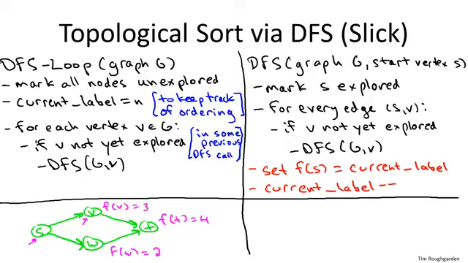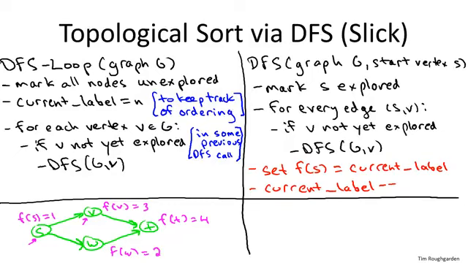W gets the assignment of the current label. So f of W equals 2. We decrement current label. Now its value is 1. Now we backtrack to S. We've already considered all of S's outgoing arcs, so we're done with S. It gets the current label, which is 1. And this is indeed one of the 2 topological orderings of this graph that we exhibited a couple slides ago.